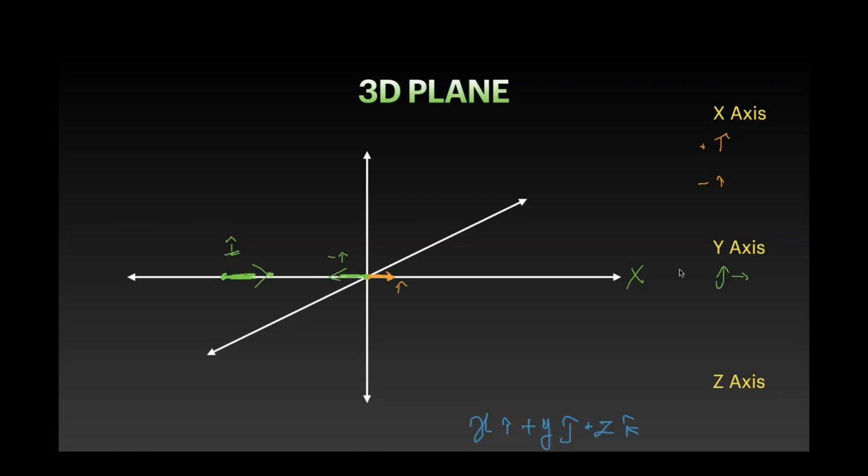What is j cap? J cap is the unit vector pointing towards the positive y-axis and minus j cap points towards the negative y-axis. The z-axis has k cap, which points towards plus z-axis, and minus k cap points towards minus z-axis. Here, this is x, this is minus x, this is y, this is minus y, this is z, and this is minus z. Clear? That's it.